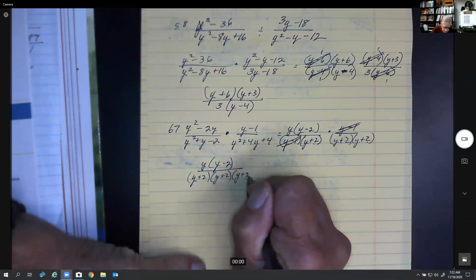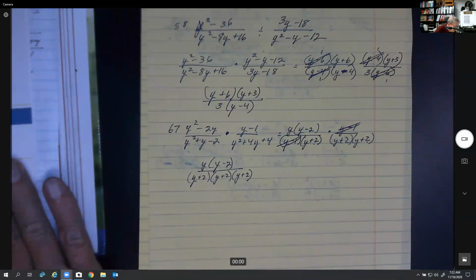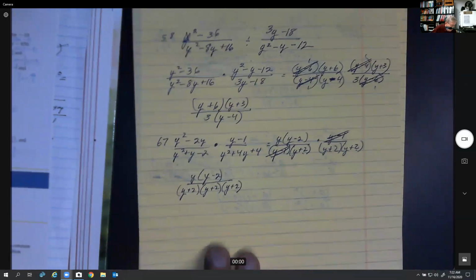I didn't see there was another part to this problem when I was copying it. It had a division part to it, and that's okay. We'll try one more miserable problem, and that should be it.